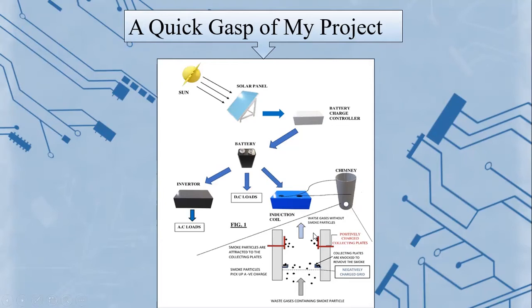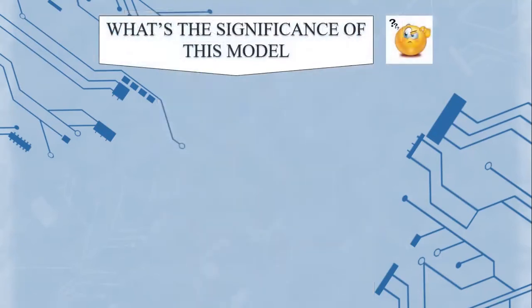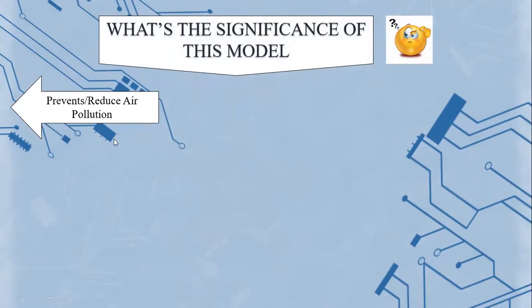Now, the question arises: what's the significance of my model? First, it prevents or reduces air pollution. As we all know, the level of air pollution is a snowballing trend, and its key cause is smoke released from the exhaust of chimneys. So, to prevent this air pollution, my project is based on this.